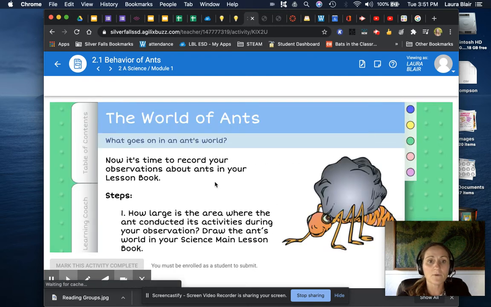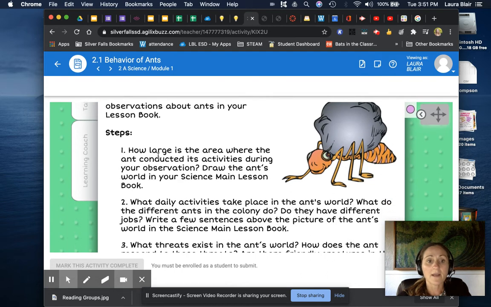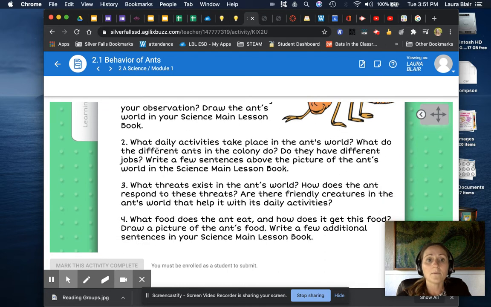Now it's time to record your observations about ants. Number one, how large is the area where the ant conducted its activity during your observation? Draw the ant's world in your science main lesson book. What daily activities take place in the ant's world? What do the different ants in the colonies do? Do they have different jobs? Write a few sentences above the picture of the ant's world in the science main lesson book.